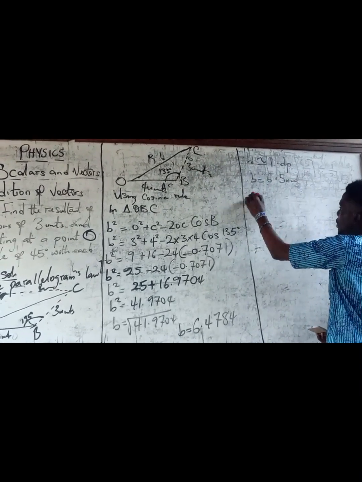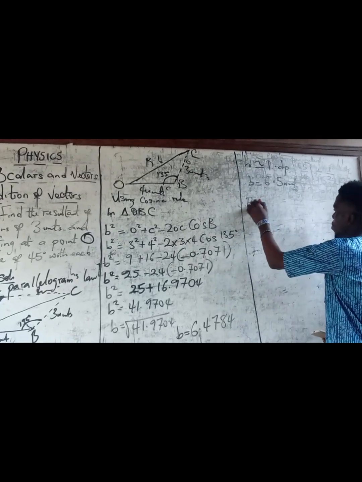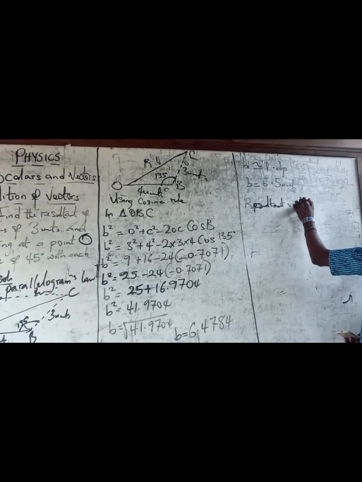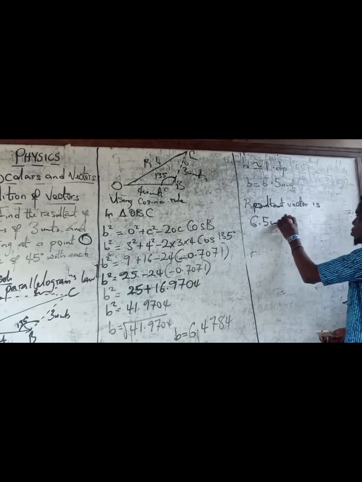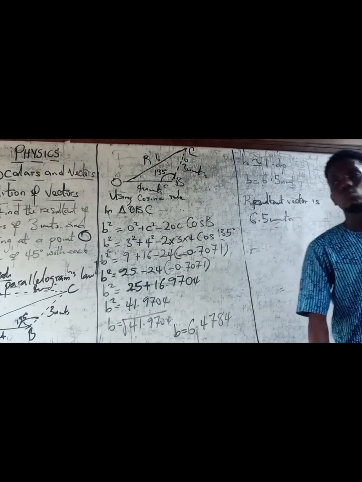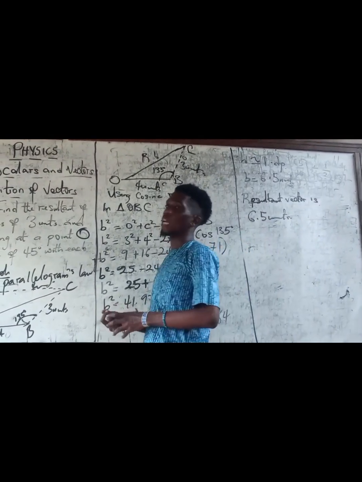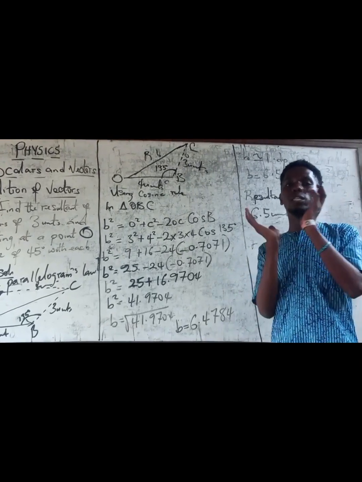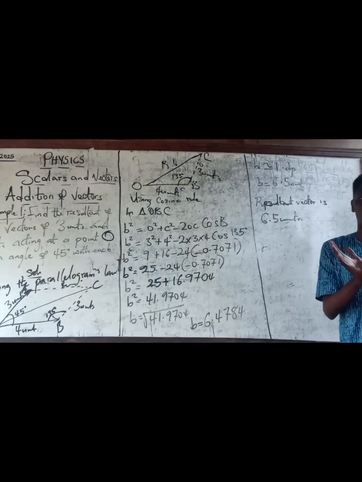So therefore the resultant vector, or the resultant force, is 6.5 units. So this is how to find the resultant vector using the parallelogram method. And I said that you use the parallelogram method when these two vectors are inclined at a certain angle.